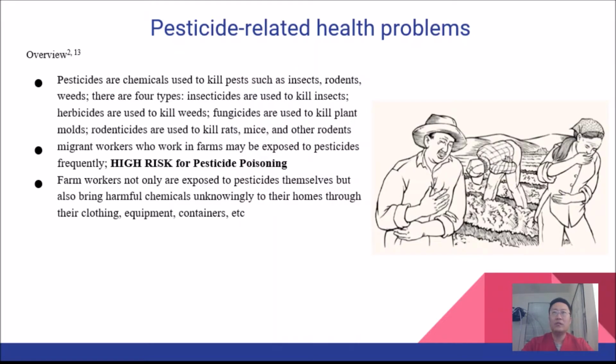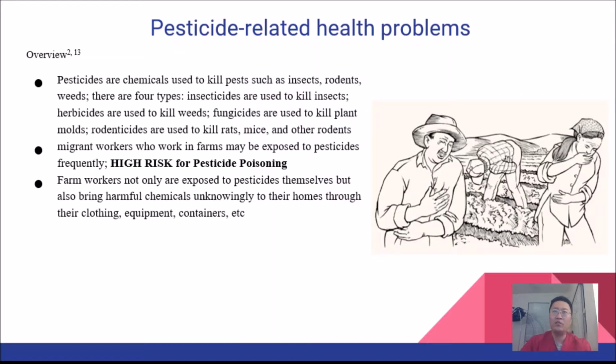Next, we'll talk about pesticide-related health problems. Migrant workers, because most of our migrant workers work in the farm, so we are very likely to have this kind of problem. So I put a lot of stress on this. So pesticides, this is an overview.